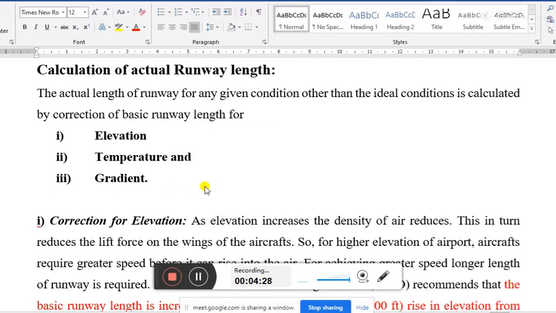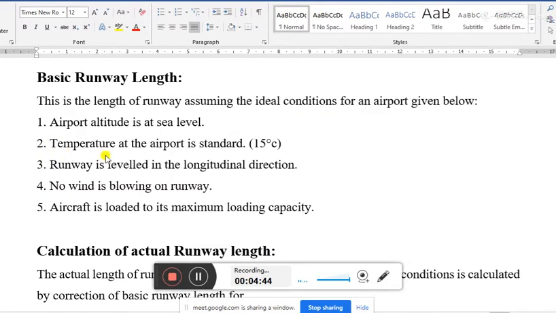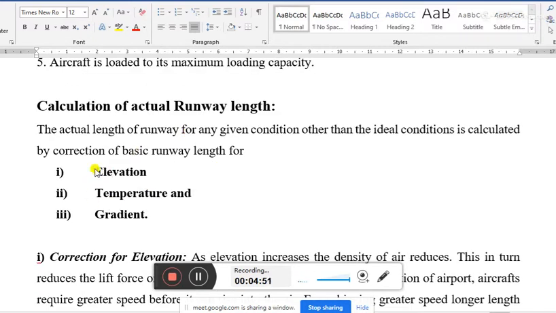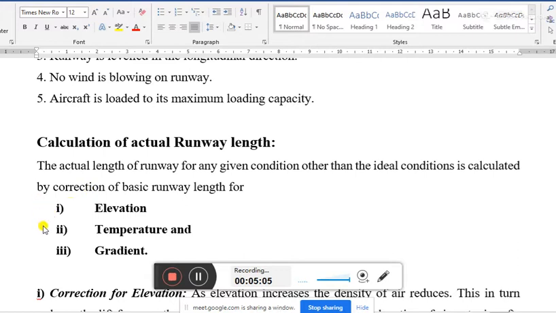Now, for the calculation of actual runway length, we have to make the correction for elevation, for temperature, and for gradient. Again coming to the ideal conditions, there are first three conditions. One is the airport is at sea level altitude. That is not possible in most of the cases. That's why elevation correction is required. In the first ideal condition, the airport elevation is zero, but in most cases the airport elevation cannot be zero. That's why elevation correction is required.